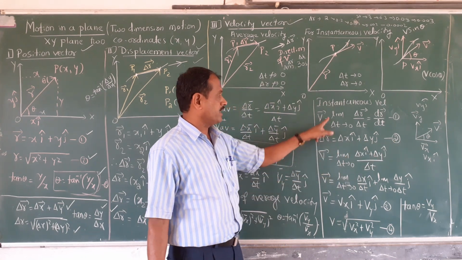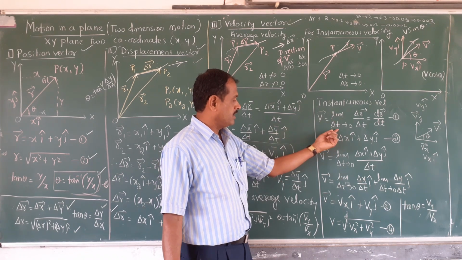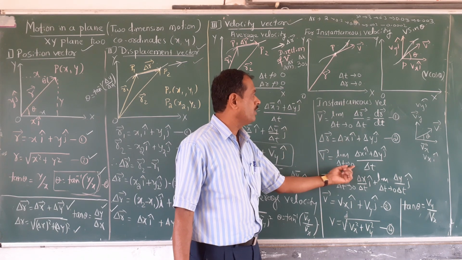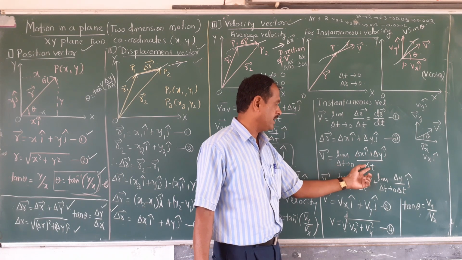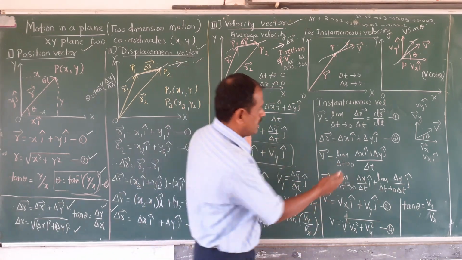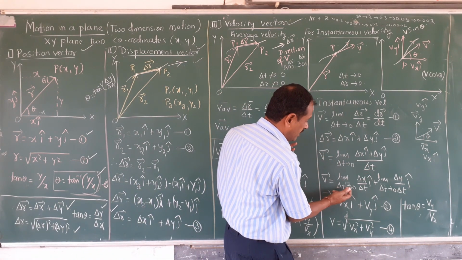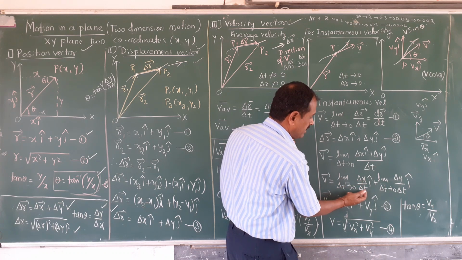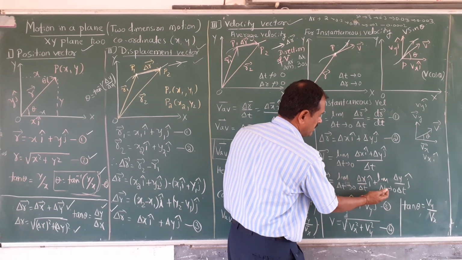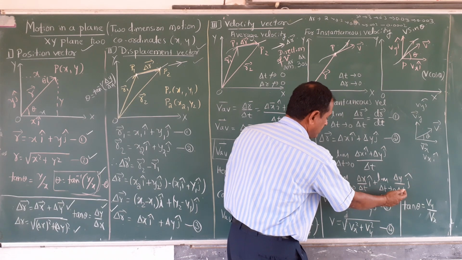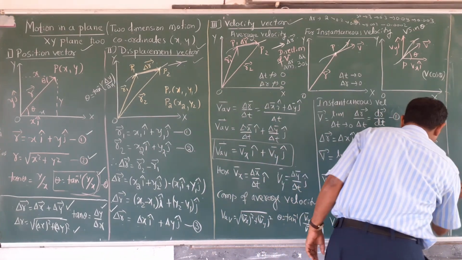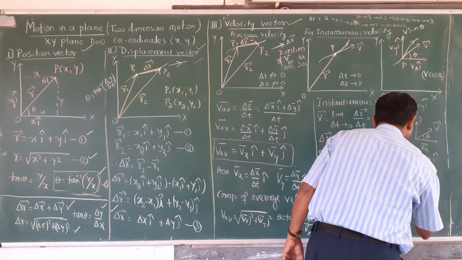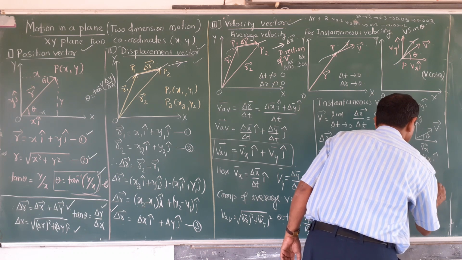Now you substitute: vector v is equal to limit of delta t tends to 0, (delta x i cap plus delta y j cap) divided by delta t. This is split now, delta x by delta t. Limit of delta t tends to 0, delta x by delta t i cap plus limit delta t tends to 0, dy by dt. Now this is equal to, we can write this in another step as dx by dt i cap plus dy by dt j cap.